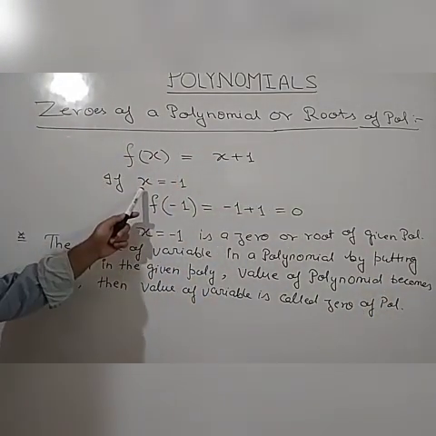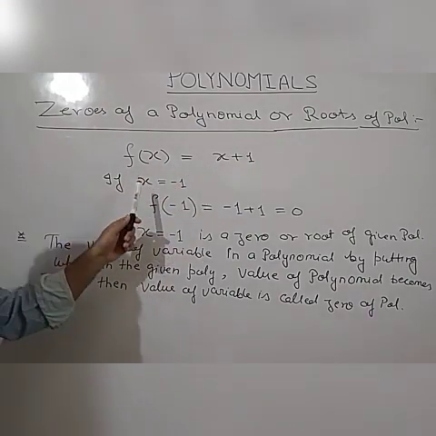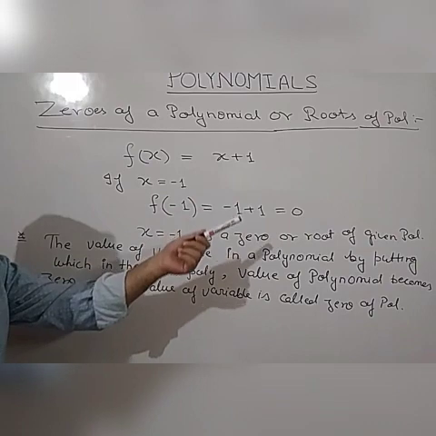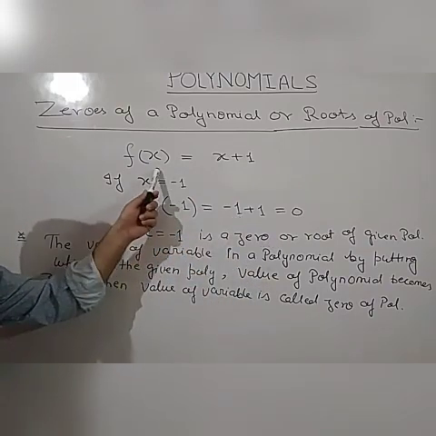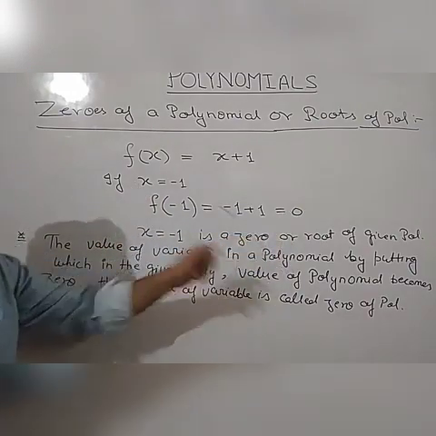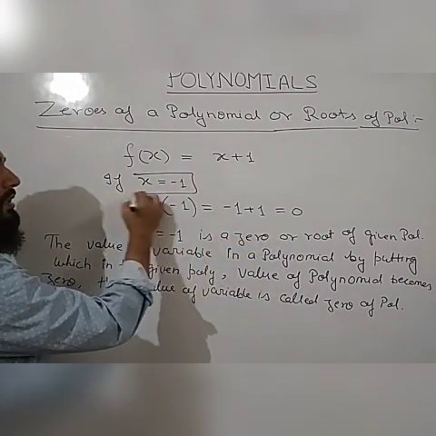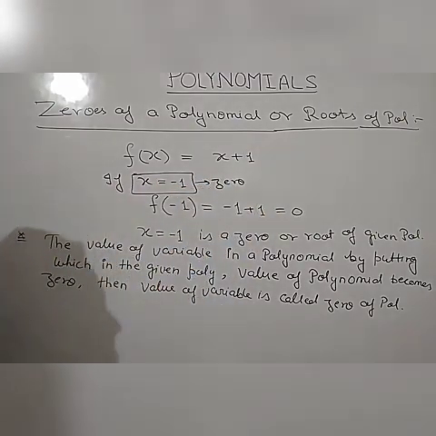Okay, so the value of variable x or the variable y, any variable may be there. So the value of x, y or z, any variable in the given polynomial by putting which in the given polynomial makes the value of the polynomial 0, then that particular value of variable is known as zero of the polynomial. Clear? So it is the definition of zero of a polynomial. Note it down.